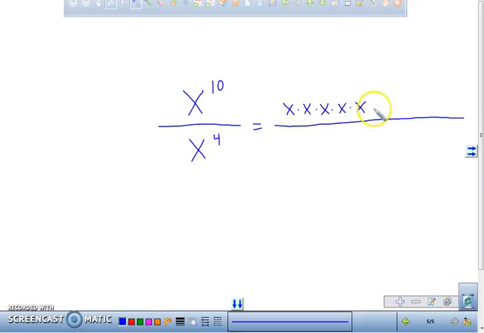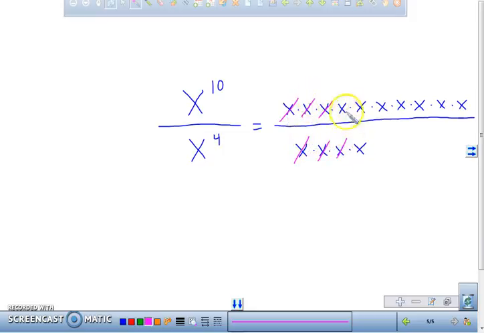So glad it's not x to the 25th. x, x, x, 1, 2, 3, 4, 5, 6, 7, 8, 9, 10. That's what x to the 10th means. You understand why I don't want it to be x to the 25th? Oh, that'd be awful. Then we have x to the 4th, which is x being multiplied by itself how many times? 4 times.